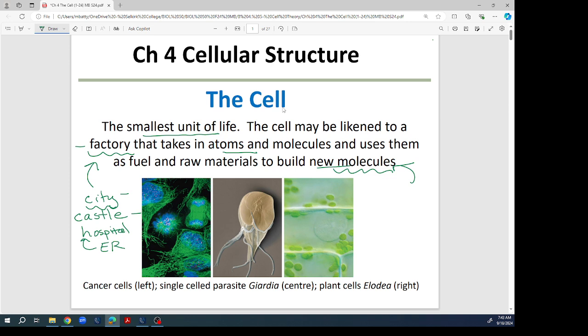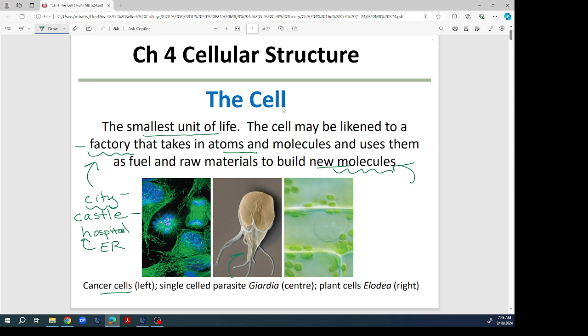So these are different cells. These would be cancer cells. This middle one is Giardia. It's a waterborne illness. If you've ever done hiking or bushwork, it's the dreaded beaver fever. It's a horrible gastrointestinal waterborne parasite that you can pick up.